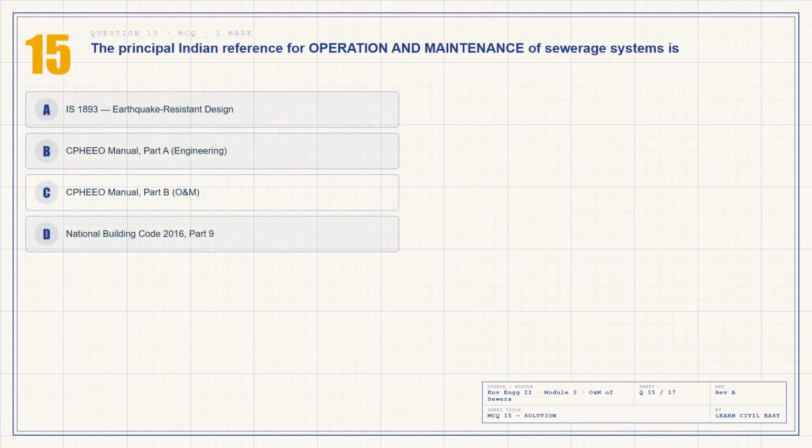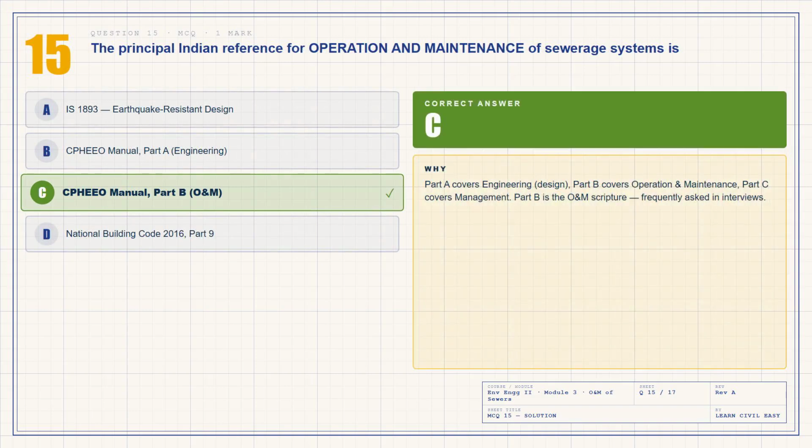Question 15. The answer is C. CPHEEO Manual Part B. Part A is for engineering and design, Part B is for operation and maintenance, Part C is for management. Part B is the O&M scripture. Interviewers love asking which volume covers what. Remember, Part B always means O&M.